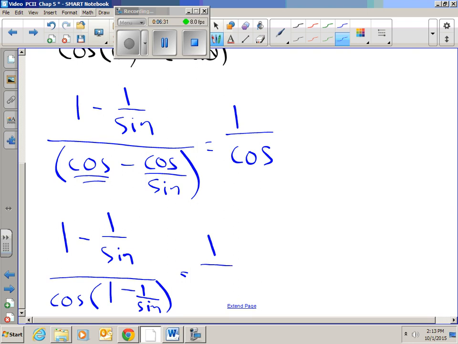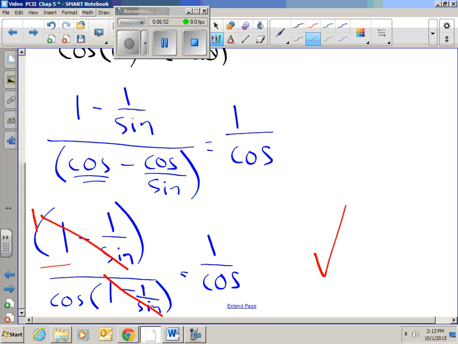equals 1 over cosine. Now we see, both top and bottom, I have 1 minus 1 over sine as a factor, so those are going to cancel, and I have 1 over cosine on the left side, 1 over cosine on the right side. Hey, hey, hey, check. And now I will also do this one in class a different way so that you can see it a different way.